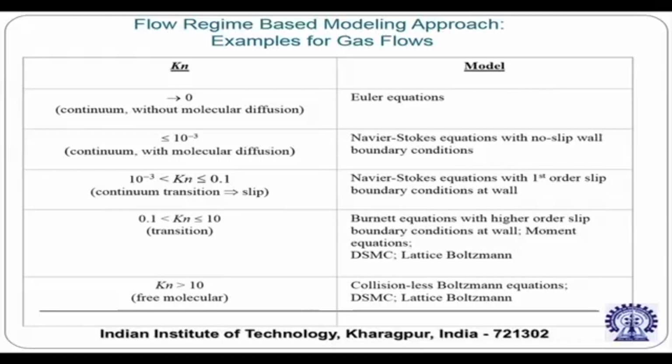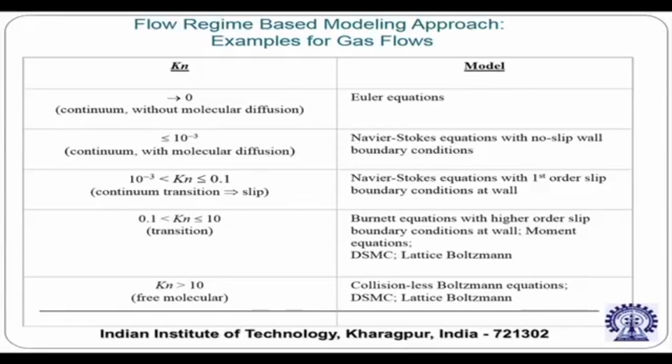Between 10 to the power minus 3 to 0.1, you can use Navier-Stokes equation with first order slip boundary conditions at the wall. The first order slip boundary conditions are the boundary conditions that we have discussed in the context of slip in this particular course. We have not discussed higher order slip boundary conditions.